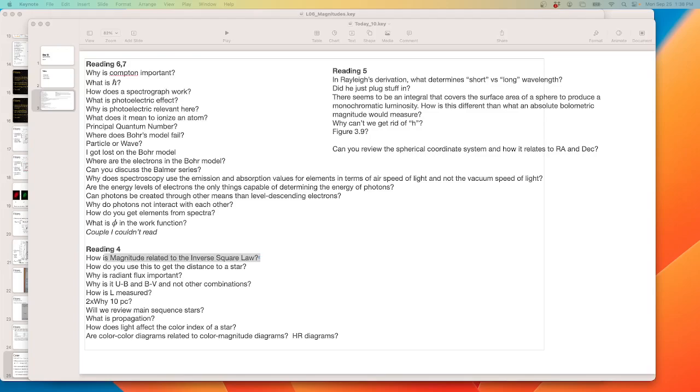Somebody asked, can I go over the spherical coordinate systems and how they relate to RA and Dec? It's very similar. We just have a polar coordinate system that's along the axis. Up from the equator is the declination, and around from the pole is the right ascension. And the 0 of the right ascension is defined at the vernal equinox, which we just passed. Happy fall, everybody.